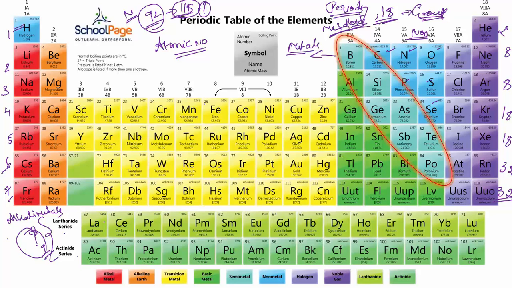Observe the last 2 rows, which are part of the 6th and 7th rows. The first row of elements is called lanthanides and the second row of elements is called actinides. Lanthanides and actinides are separated from the main table because if they are included, the table becomes lengthy.